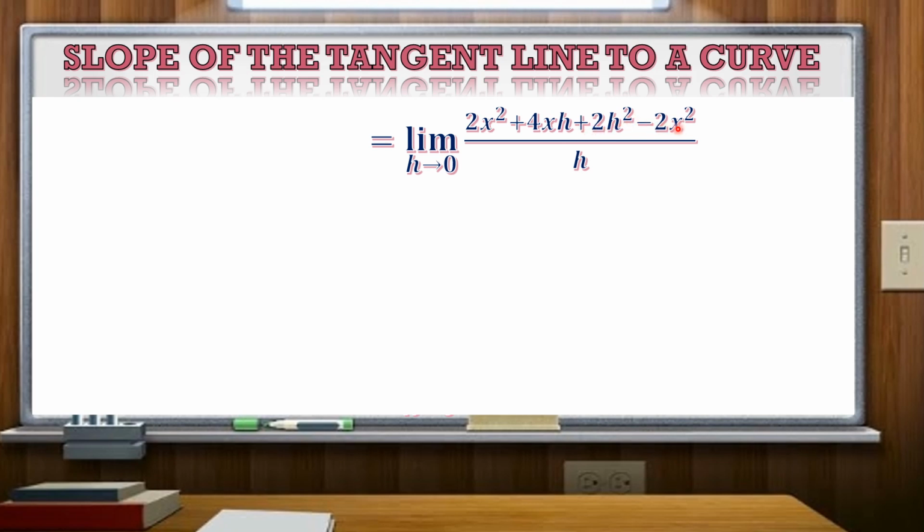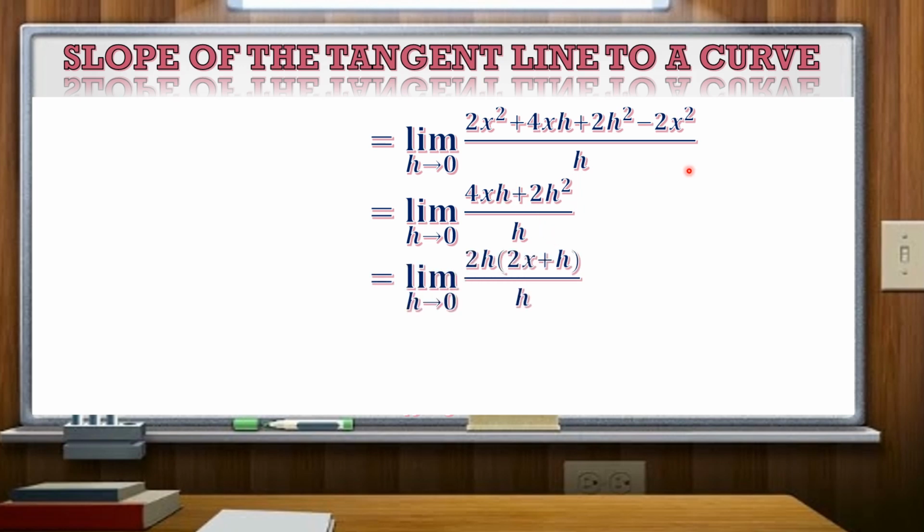Kinopya lang po natin. So, alin dito yung combined like terms? Ito, yung x squared at saka another x squared. So, 2 minus 2 is equal to 0. So, cancel. Yung x squared, ang maiiwan na lang si 4xh plus 2h squared all over your h. Then, factor natin kasi dapat yung limit na to must be defined. Okay? Kung isubstitute natin directly yung value ng h which is 0, the function becomes indeterminate. So, anong gagawin natin? We will factor out.